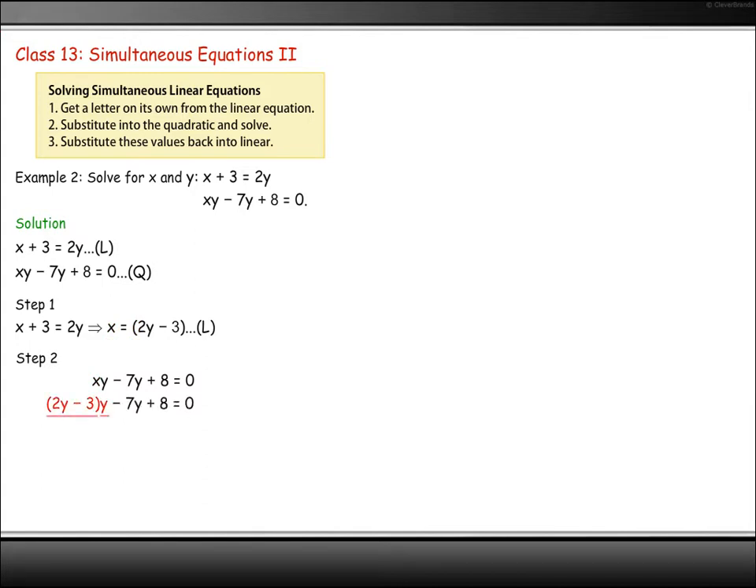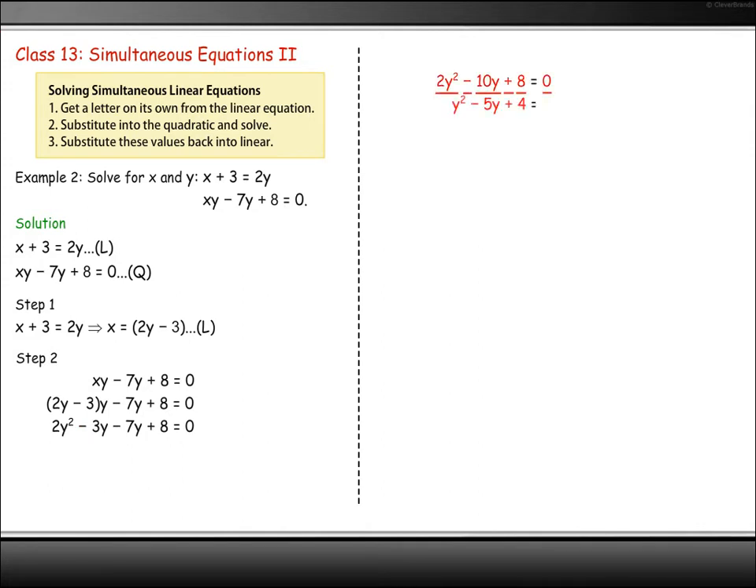Multiply out the bracket. Tidy up to form a quadratic. Divide across by 2. Factorize the quadratic in the usual way. The factors of the quadratic are y minus 1 times y minus 4.